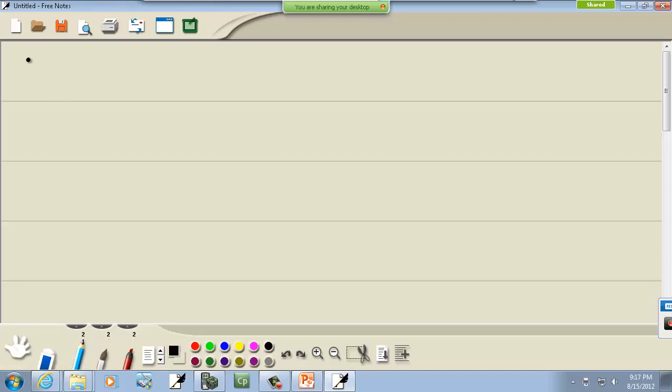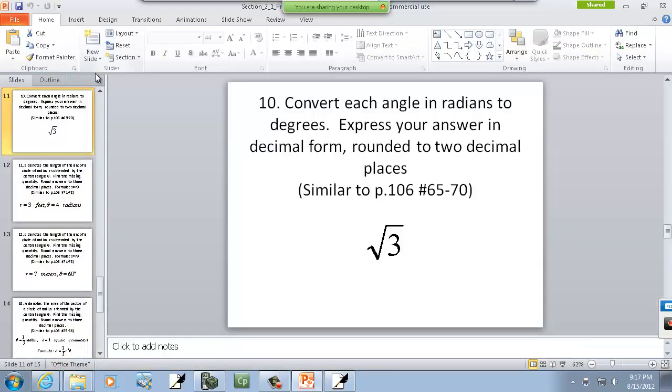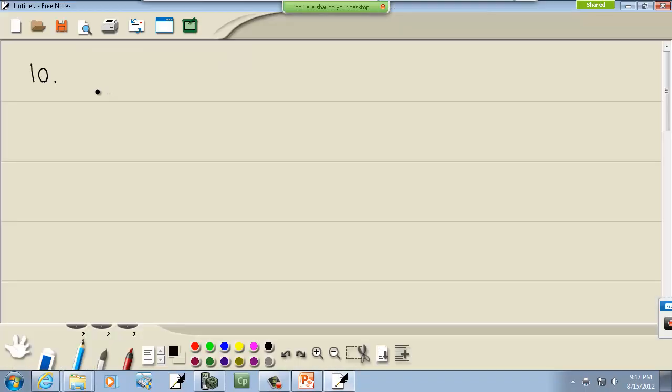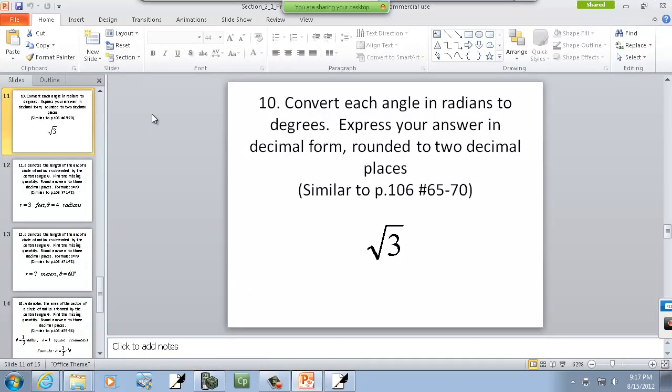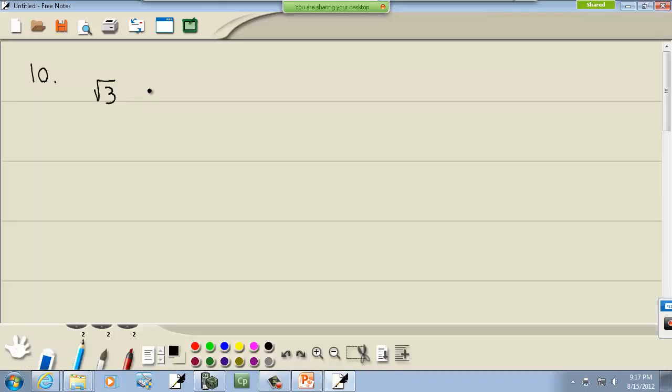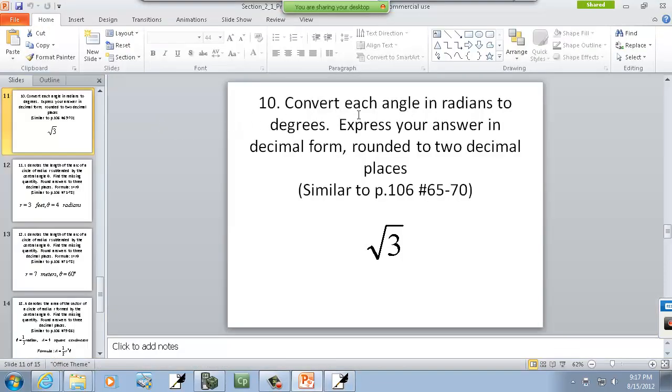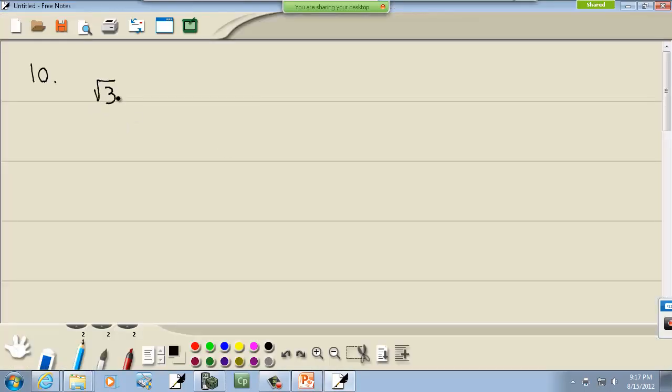Let's see, square root of 3. And of course, without even reading the instructions, I know this is radians because there's no mark of any sort. So this is square root of 3 radians. It says convert each angle in radians to degrees. And it's calculator 1 again. Let me put radians here just to really emphasize it.